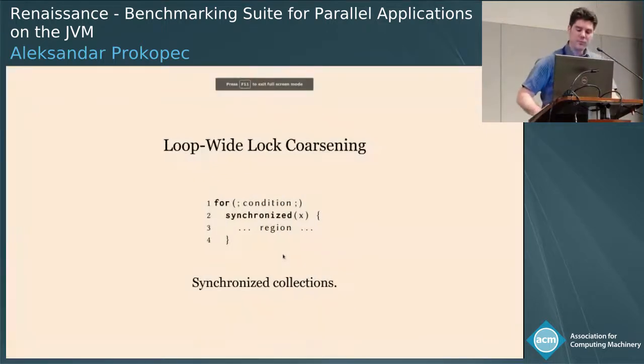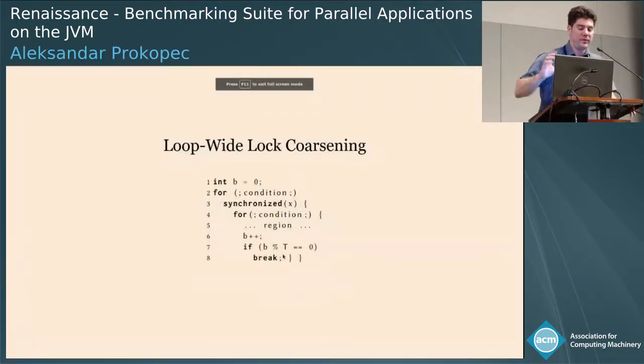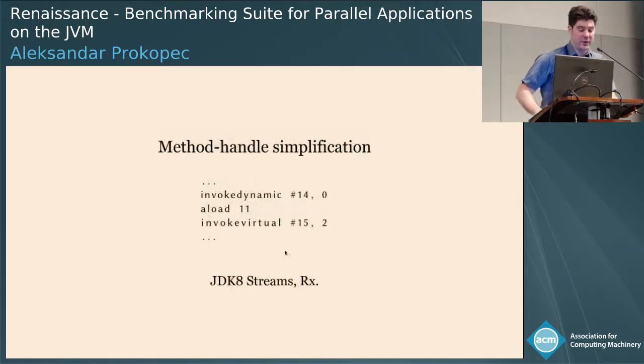Okay. So basically, we optimize this by doing a loop-wide lock coarsening. We tile the loop into two loops, and then the inner loop is checking the same condition, but is holding the lock throughout its execution, but it breaks after it does a finite number of iterations. And this helped on one of the benchmarks in particular.